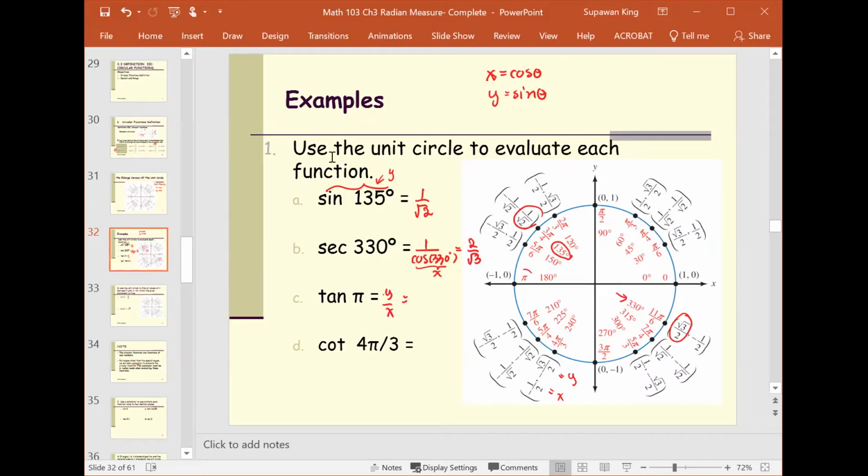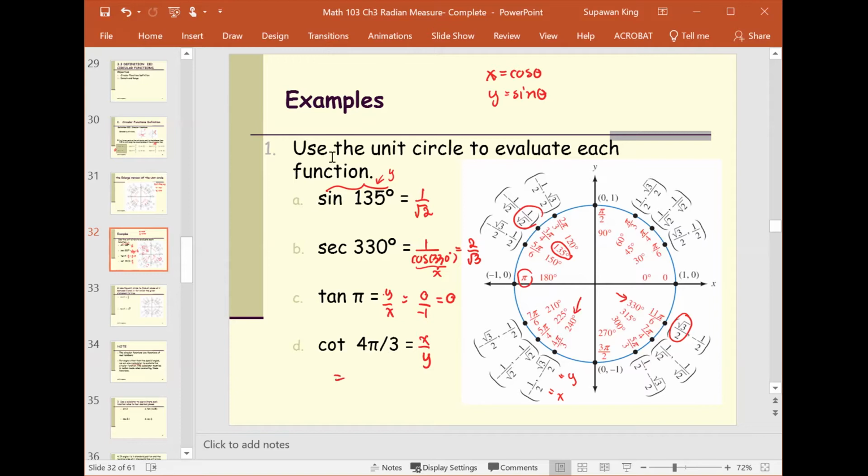For the pi or the 180 degrees angle, the y is 0, the x is -1, the answer is 0. The cotangent of 4 pi over 3, which is the reciprocal of the tangent, or x over y. 4 pi over 3 is in the third quadrant.